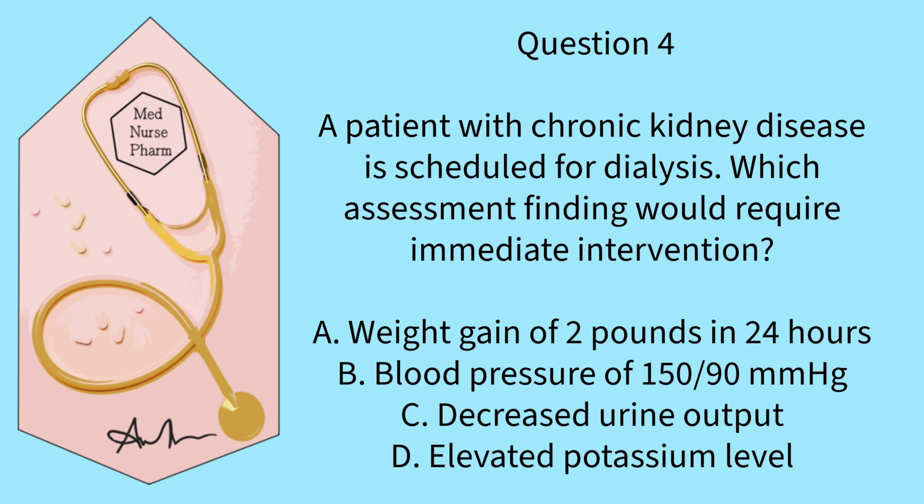Question 4. A patient with chronic kidney disease is scheduled for dialysis. Which assessment finding would require immediate intervention? Weight gain of 2 pounds in 24 hours, blood pressure of 150 over 90, decreased urine output, elevated potassium level. Pause the video and select your answer.